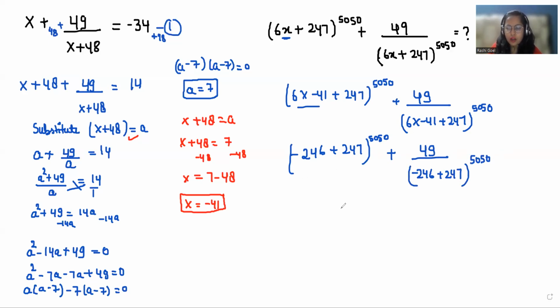Now it becomes 1^5050 + 49/1^5050. So 1^5050 is 1 only, plus 49/1. So it becomes 1 + 49, that is 50.